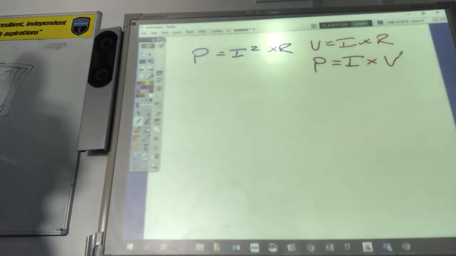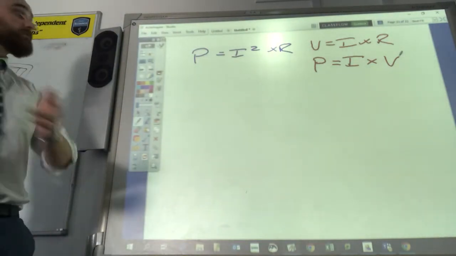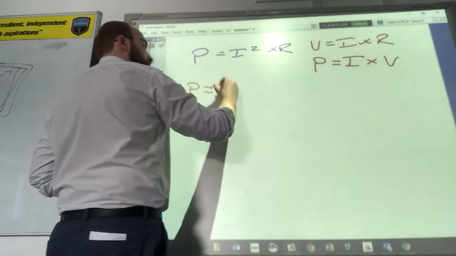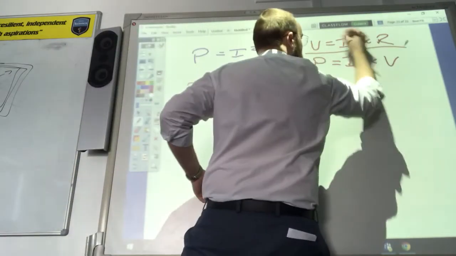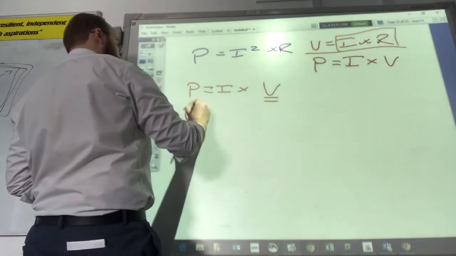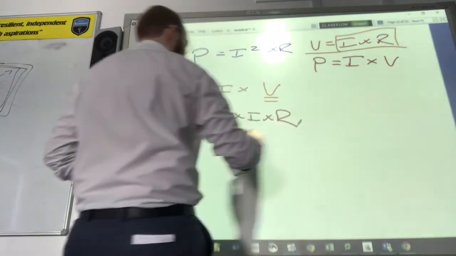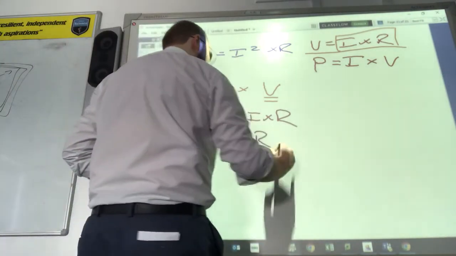Power transferred is the current multiplied by the voltage. Voltage is current times resistance. So if I get those two equations, I can say that power is equal to current times voltage. Instead of writing this, I'm going to write that. So I can write that underneath as P equals I times I times R, which is I squared times R.